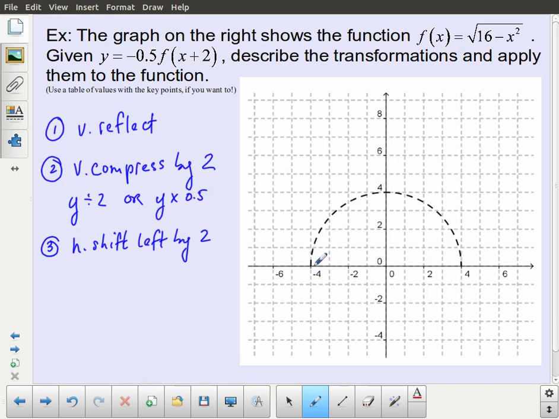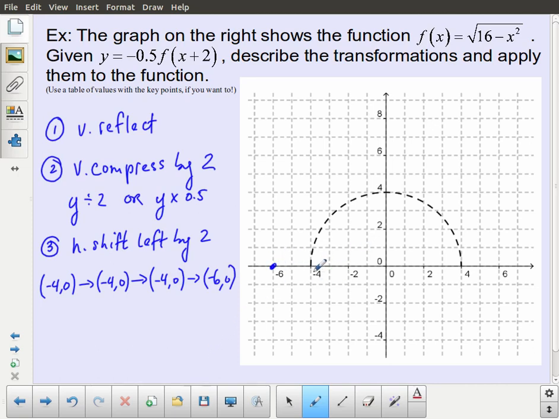So let's take a look. We've got points here. We've got -4, 0, which becomes, after the first, a vertical reflection. Well, that doesn't affect anything because it already had a y-coordinate of 0. Then we multiply the y-coordinate by 0.5, or we divide it by 2. That also has no effect. And then we shift left by 2, which is going to take -4 and turn it into -6. So this one takes this point over to here, to -6.